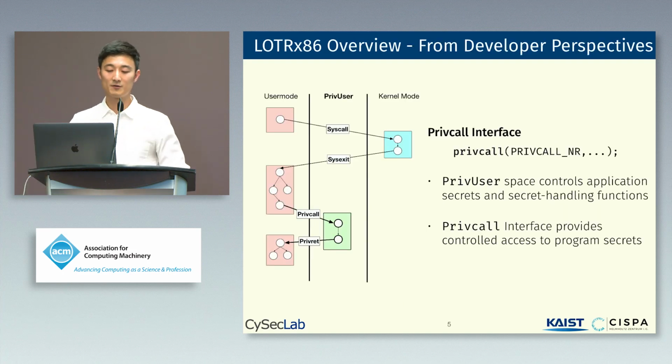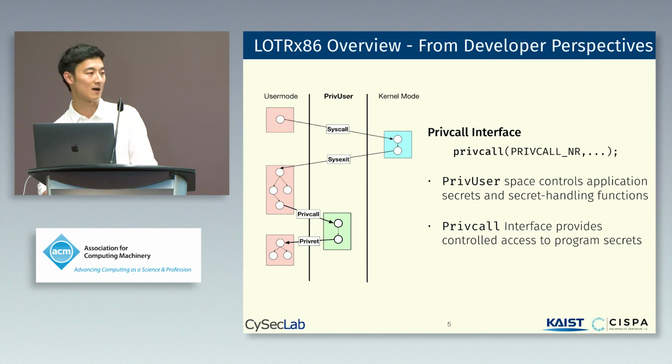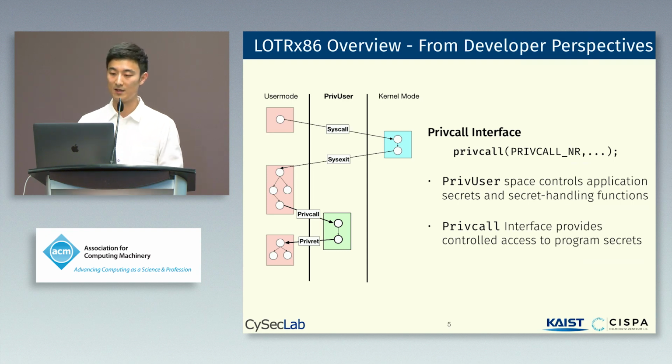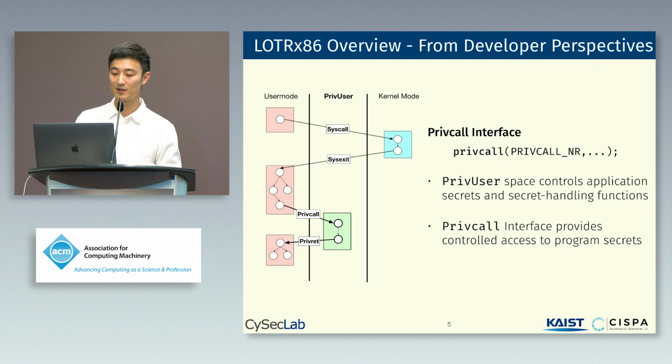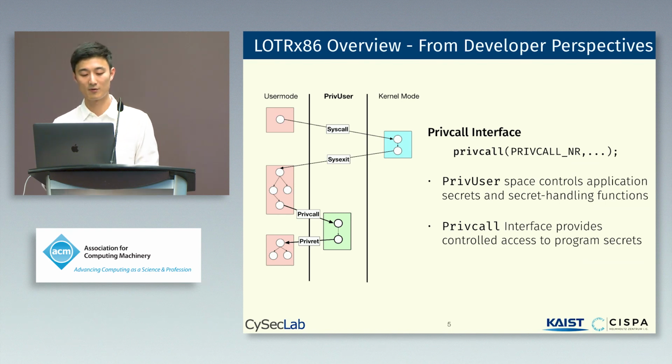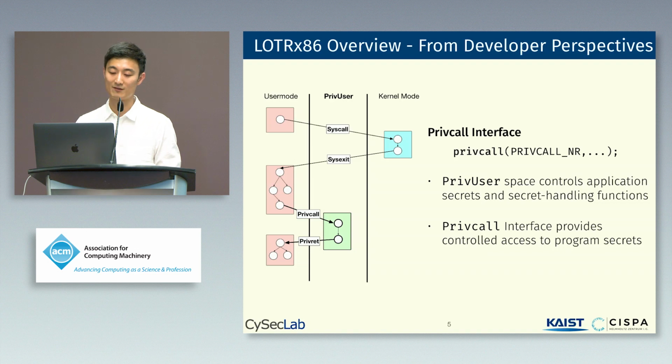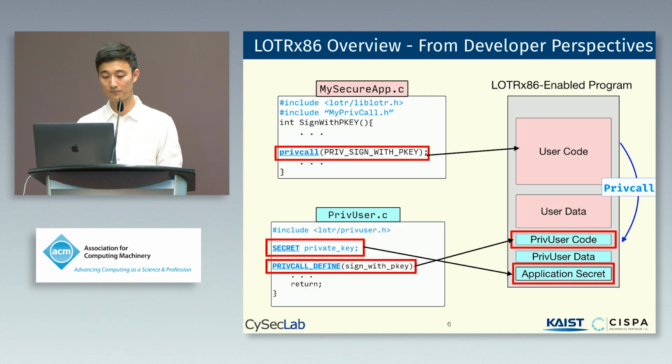Also, since we only make use of existing processor features, our approach is portable across all x86-64 variants. The concept of PrivUser space that we present can be best understood by drawing an analogy with the kernel and the kernel system call interface. The kernel governs all system resources, and the user applications are forced to make system calls to gain temporary and controlled access to system resources. In LOTR x86, the PrivUser controls application secrets, as well as the functions that interact with the secrets. So the user program must invoke Privcall to access in-process secrets.